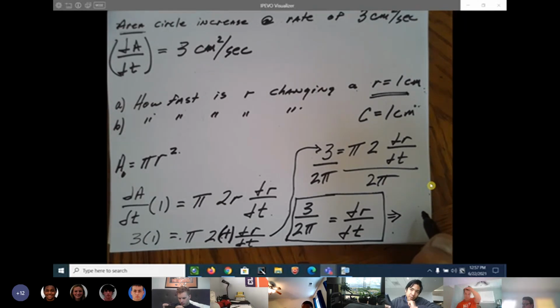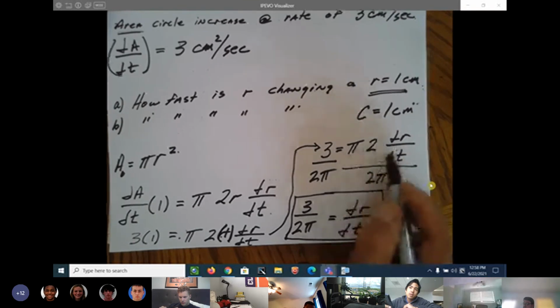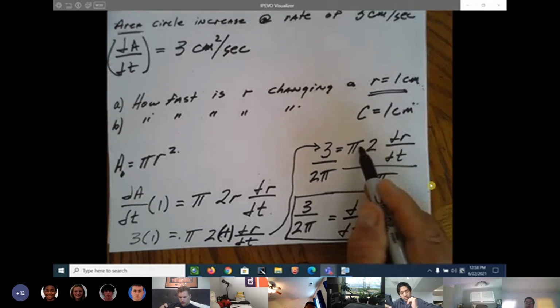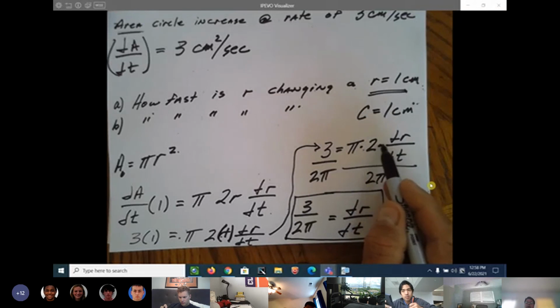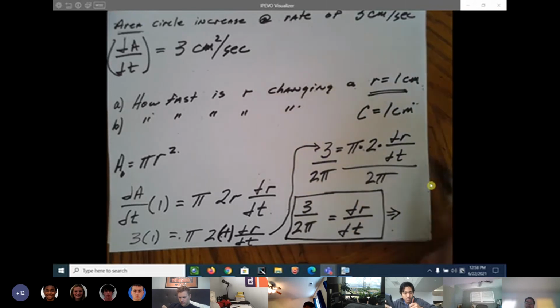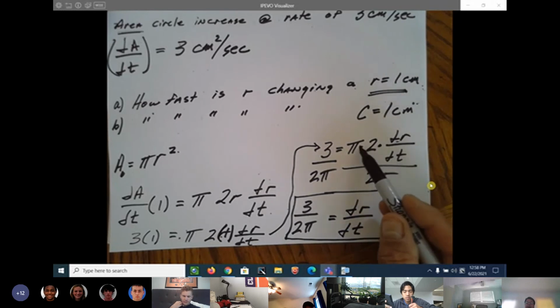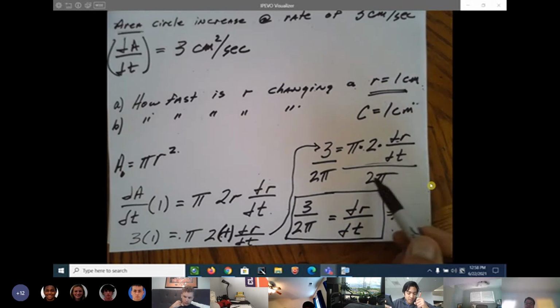Why are you dividing by 2 pi? To get rid of it right here. I'm solving for dr/dt. How do you get rid of multiplying by 2 pi? Well, you divide it. There you go. Dang old algebra, dang old pre-algebra.